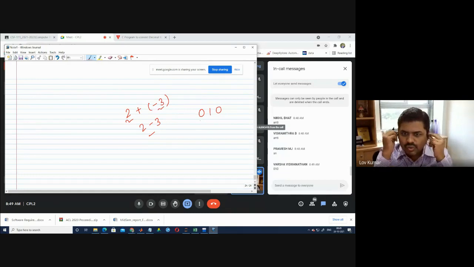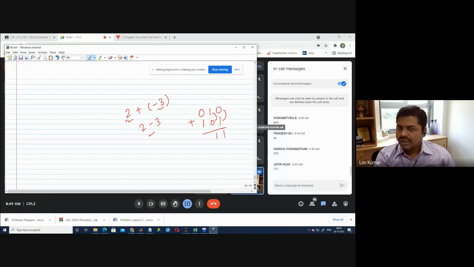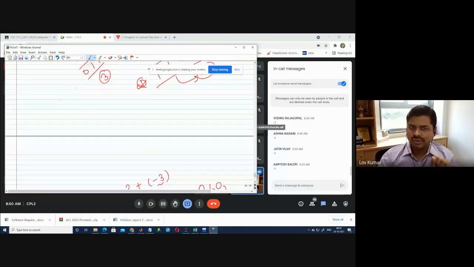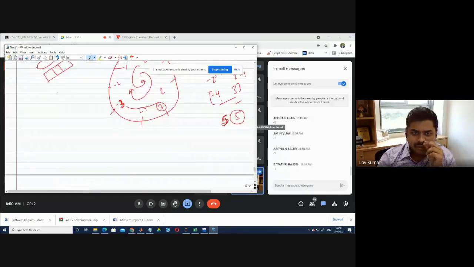Minus 3. Anyone? How to write? Can we write 1, 0, 1? Yes. Now you have to add these two numbers. What is the value we are getting here? 0 plus 1, 1. 1 plus 0, 1. 0 plus 1, 1. What is the value in 2's complement if we are writing triple 1? Good. Minus 1. Now you can see what we are getting here: 2. Where is your 2 in this cycle? Just tell me.